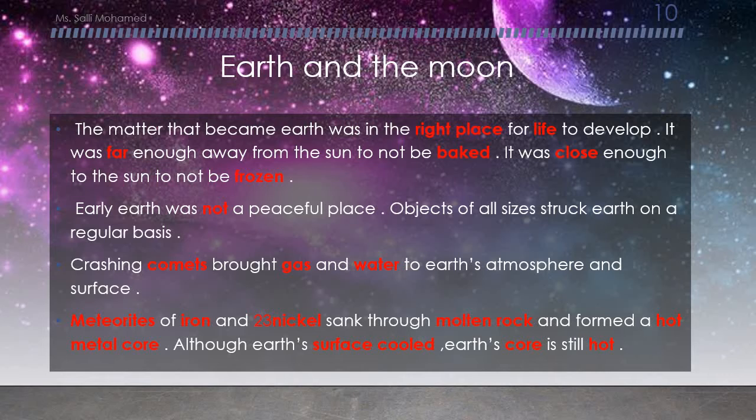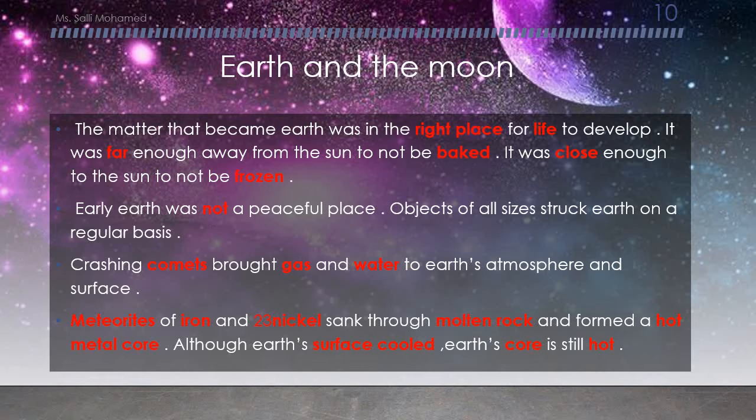First of all, we want to say that early Earth, years and years ago, was not a peaceful place for us to live in. It was usually hit by comets and rocks that crashed down on the Earth. Those crashing comets brought gas and water to Earth's atmosphere, and this is what made Earth later on suitable for us to live in.